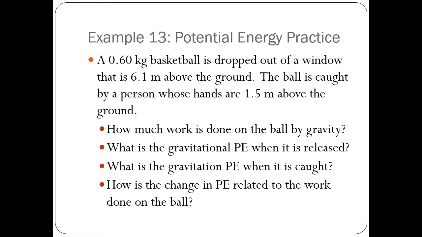And then what was the gravitational potential energy when it was caught? Well, that's going to be 1.5 times 0.6 times 10. And that's going to equal 9. And 36.6 minus 9 gives me 27.6, which I believe is what we expected.